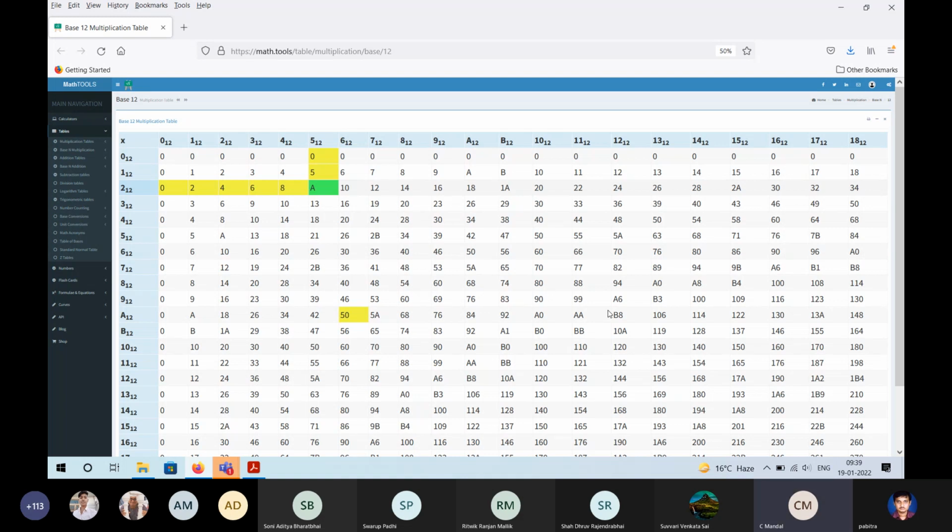And 5 times 100. So now 100 is A times A. So A times A is 84. Okay. So if you multiply 5 by 84, if you just do that multiplication, 5 times 84, let me just see, yeah.